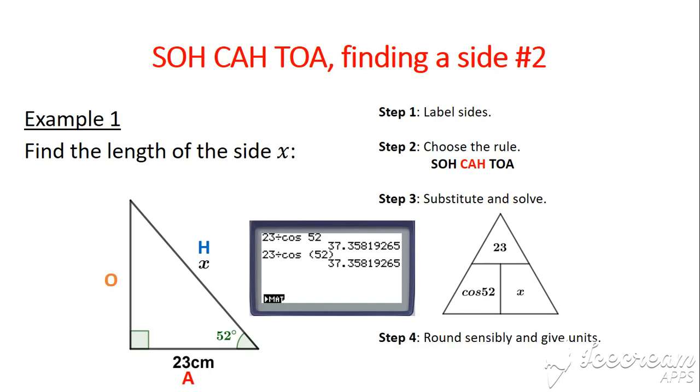Right, well, step 4 is to round our answer sensibly and give the units. So let's round it to either one decimal place, 37.4 centimeters, or if you want to go to 2 decimal places, 37.36 centimeters.